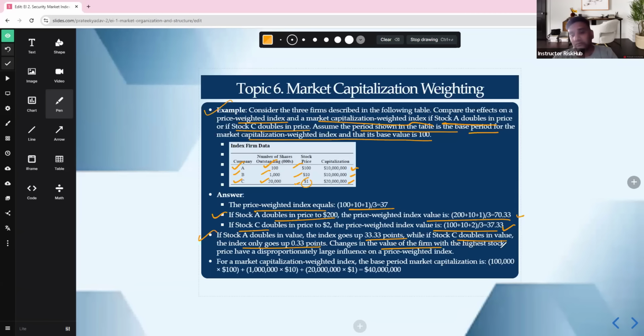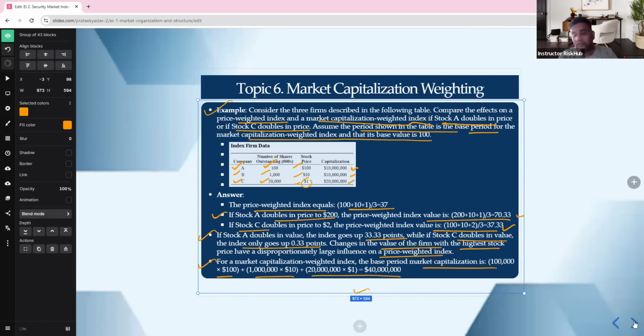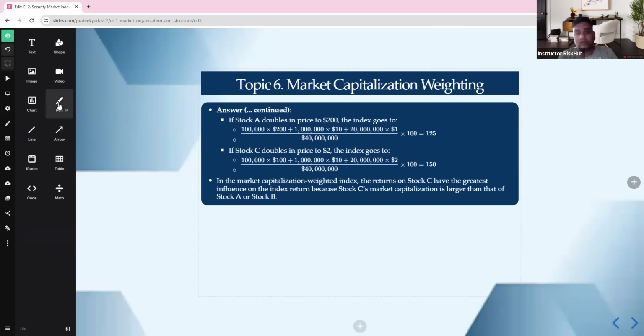Changes in the value of the stock with the highest stock price have a disproportionately large influence on the price weighted index, which we talked about. For a market capitalization weighted index, the base period market capitalization is 100,000, 100,000, and 40,000. So the effect we are seeing, if the doubling is happening, is more for the price weighted one. So same thing continued ahead.